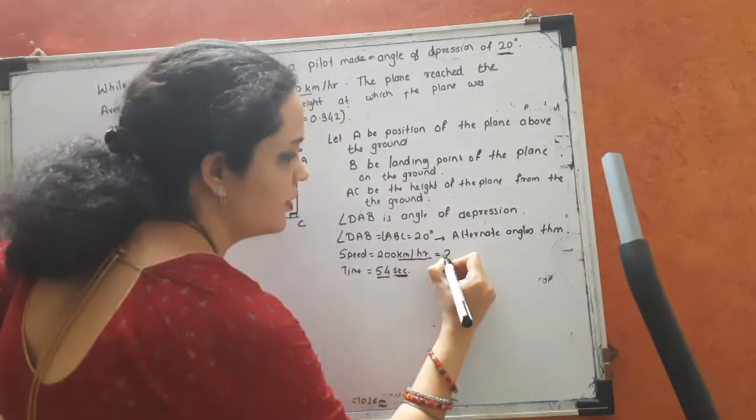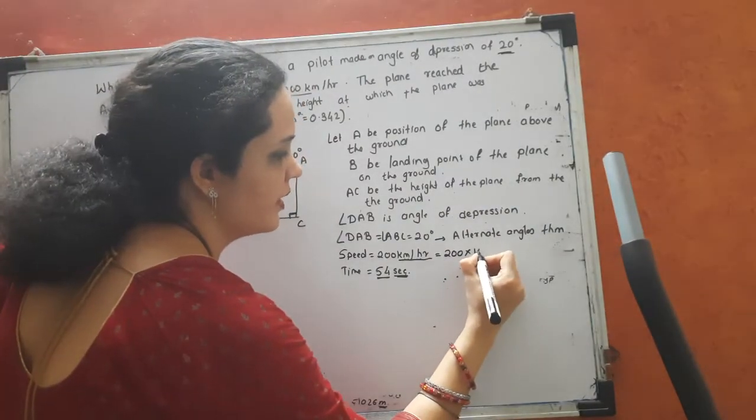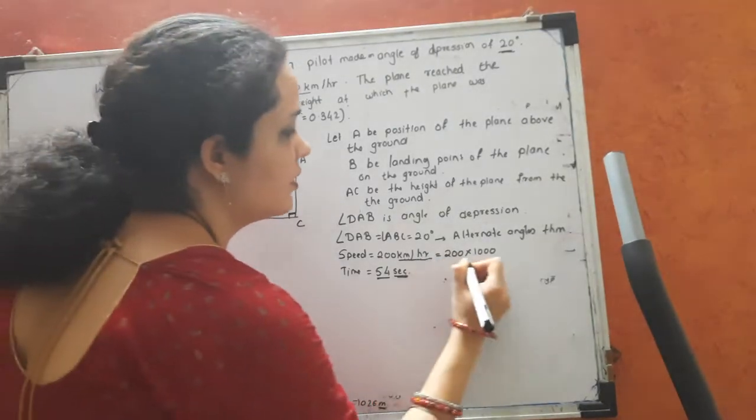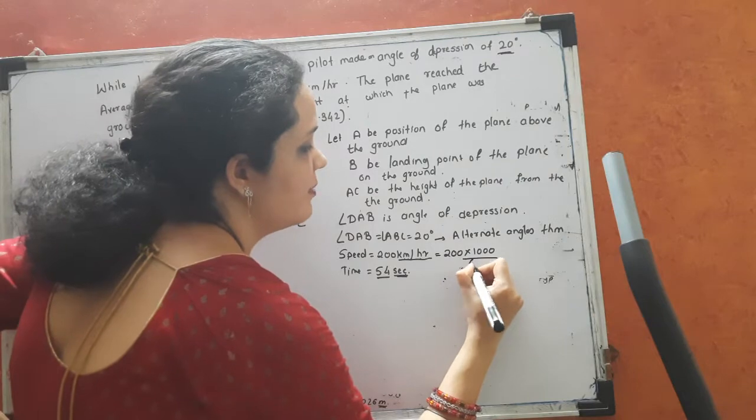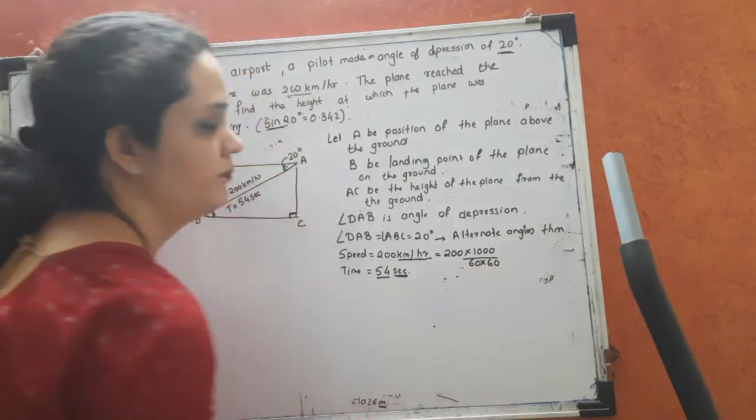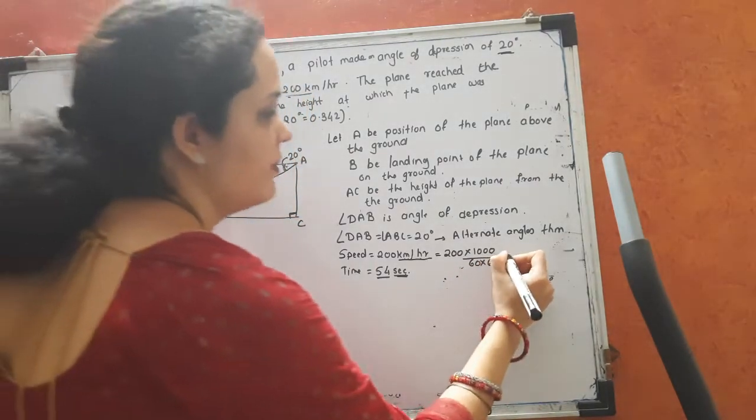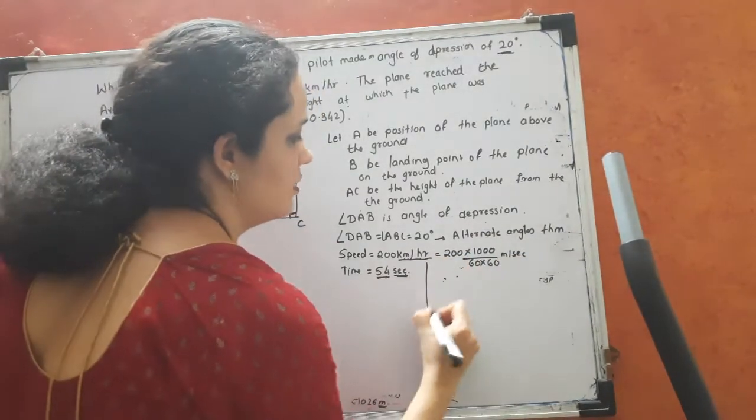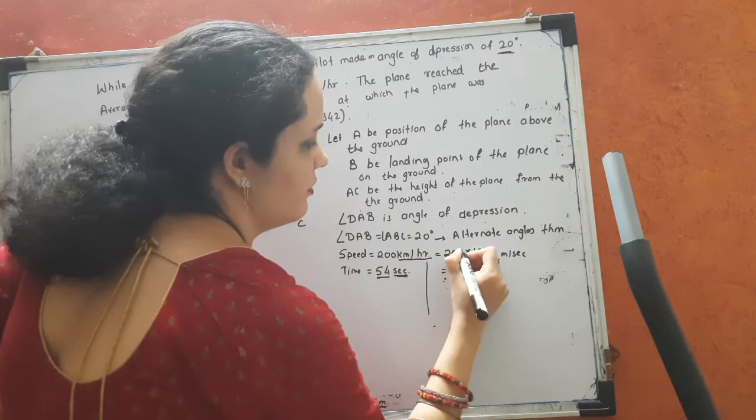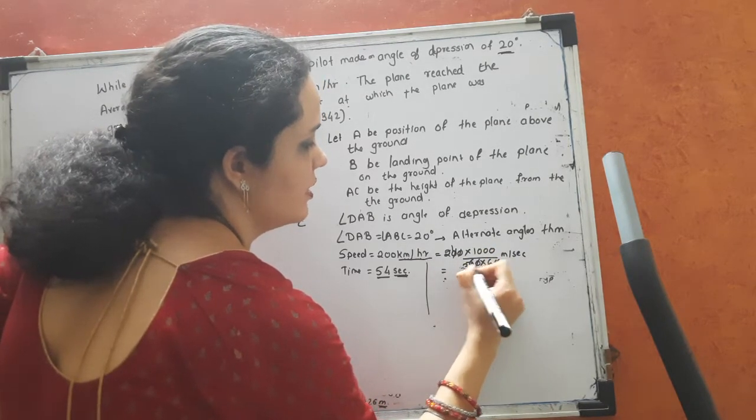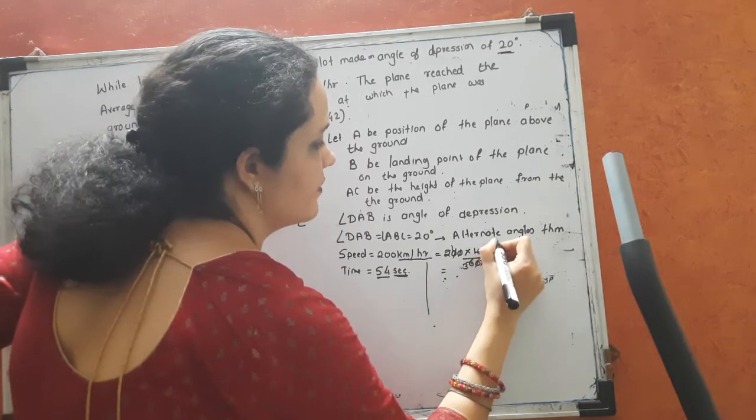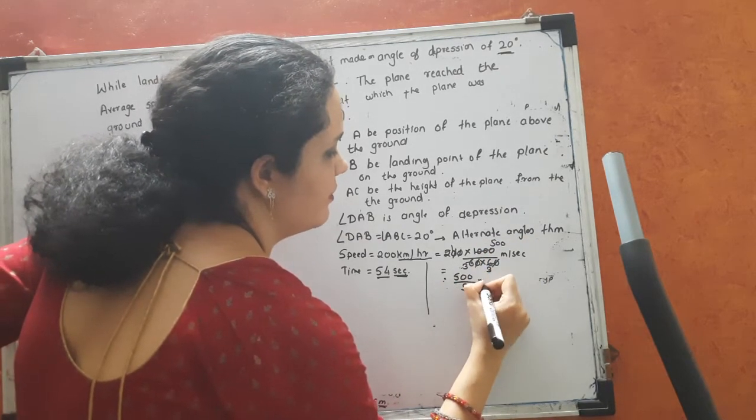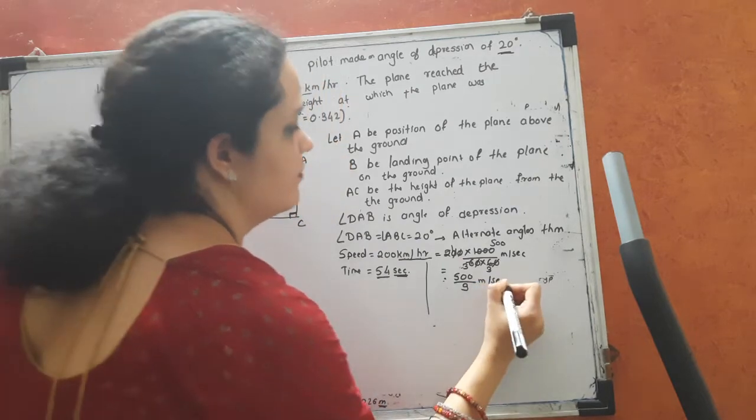I will convert 200 km per hour into meter per second. To convert kilometer into meter, I multiply by 1000. And to convert hour into seconds, divide by 60 times 60. So the unit becomes meter per second. Simplifying, the value is 500 upon 9 meter per second.